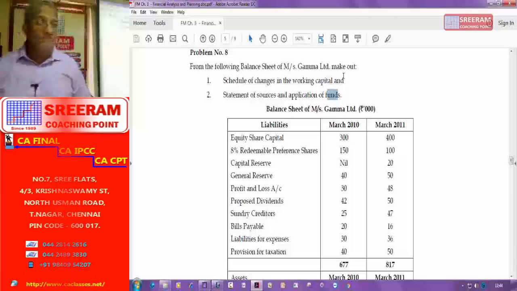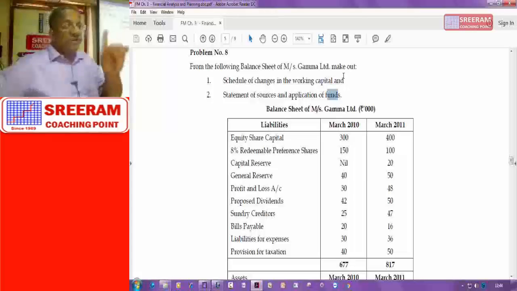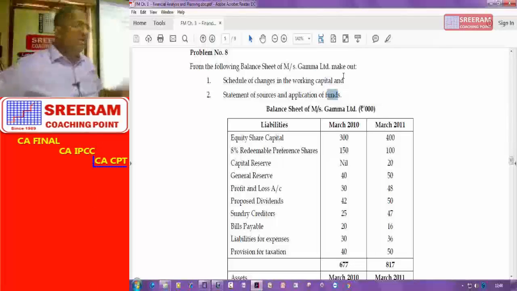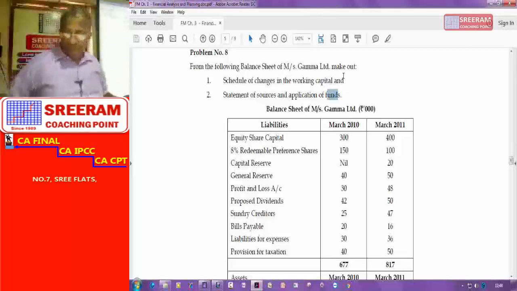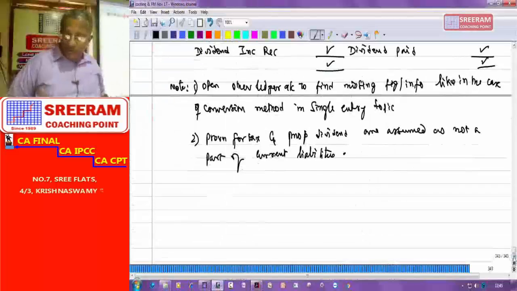So that it is one problem in three methods would mean one problem when I ask you to do, it is three problems I am asking you to do. Under examination condition, what they ask is that you solve one. But in a classroom, we can try one problem as three. Now, fund flow statement is what they are asking us to prepare.